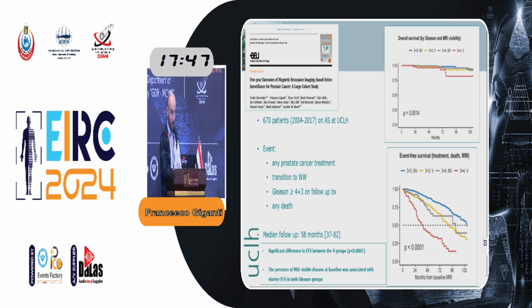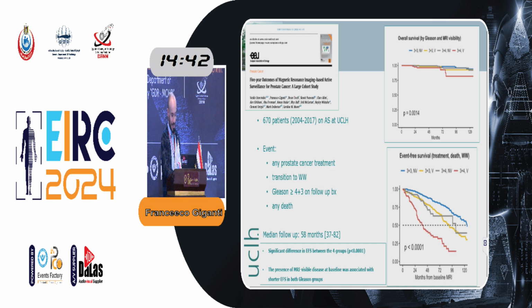These are the results from our cohort at UCLH in London. Basically, you can see that we have patients with 3+3 and 3+4 disease, and we stratified the Kaplan-Meier curves according to the presence or not of a visible lesion at baseline. As you can see here, we have a 3+3 NV, non-visible, 3+3 visible, 3+4 non-visible, and 3+4 visible. We define the event as a prostate cancer treatment, transition to watchful waiting, lesion 4+3 or higher, or any death.